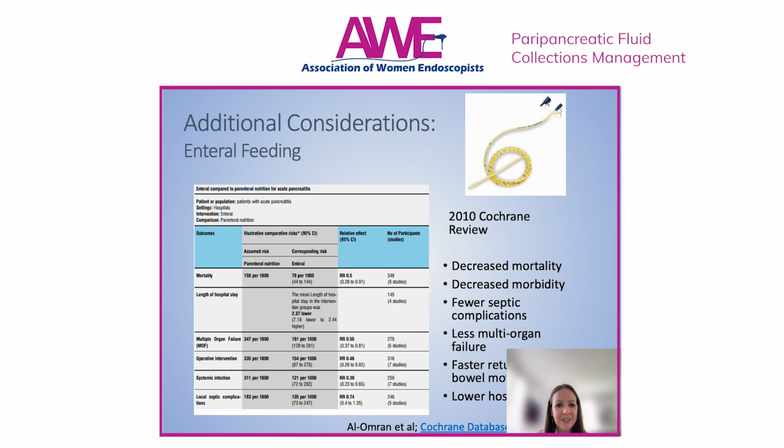So lastly, I just want to talk about a few additional considerations to think about in the management of these patients. One is enteral feeding. This is a Cochrane review from 2010 that basically shows that enteral feeding versus TPN is significantly better in terms of mortality, morbidity, fewer septic complications, less multi-organ failure, faster return of bowel function, and lower hospital costs. So certainly some sort of enteral feeding is an important part of the management of these patients.